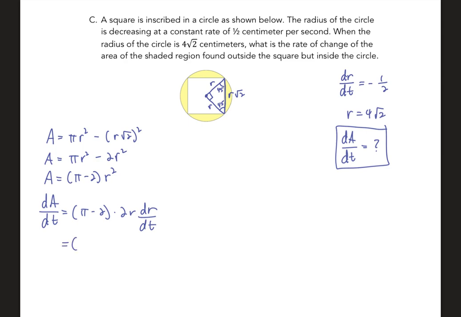So this is times 2r, whoops, r is 4 root 2, and dr/dt is negative half.